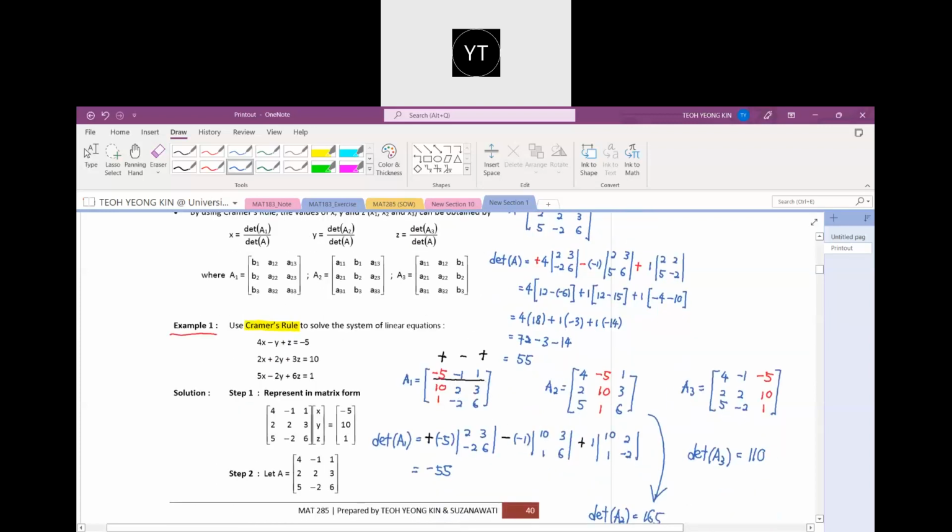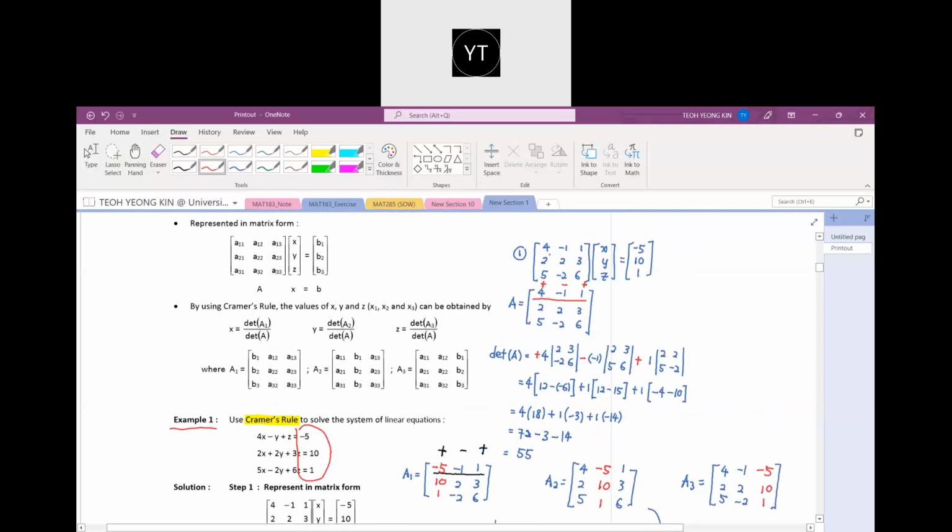Because we're going to use this one, determinant of A. And then next, find A1. What is A1? You just substitute the first column, cuma ganti kolom pertama ni with the value of B ni. Ganti yang negative 5, 10 and 1. Ini akan jadi A1. A2, ingat kolom pertama dia kembali yang asal. Jangan guna yang ni. Guna 4, 2 and 5. Now is the second column. Yang asal dia negative 1, 2 and negative 2. Sekarang dia tukar jadi negative 5, 10 and 1. Yang lain sama. Jangan ubah.